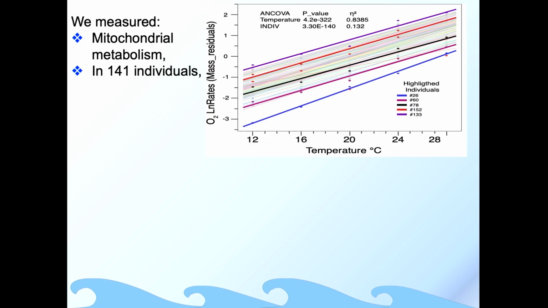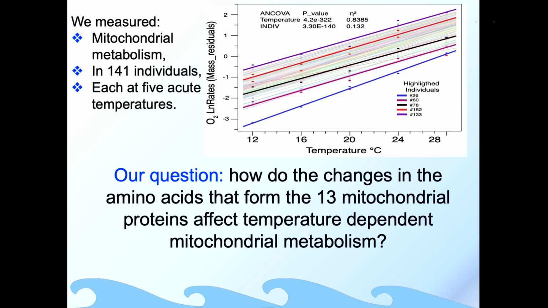There are 6 individuals that are highlighted just to show the range and the means and medians. Each individual is measured at 5 acute temperatures, all within a couple of hours. So our question is, how do changes in the amino acids that form the 13 mitochondrial proteins affect temperature-dependent metabolic rates? That's the question.